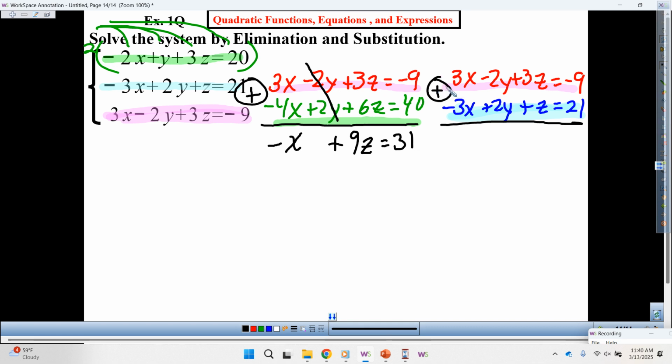Next one, combine the second set. 3x minus 3x, those cancel. 2y minus 2y cancel. 3z plus z, that's what? 4z equals 21 minus 9, that is 12.